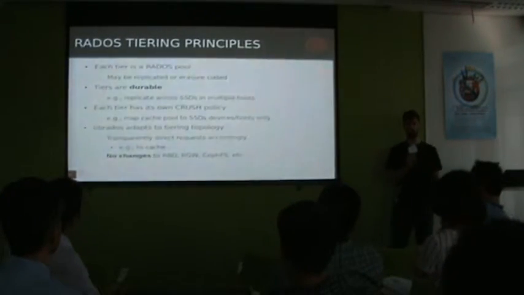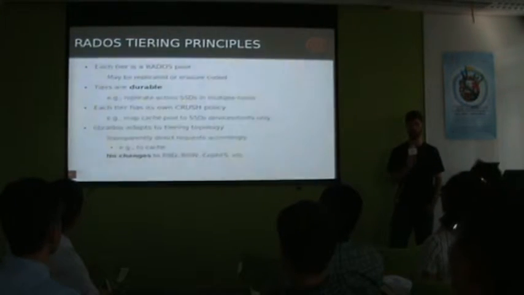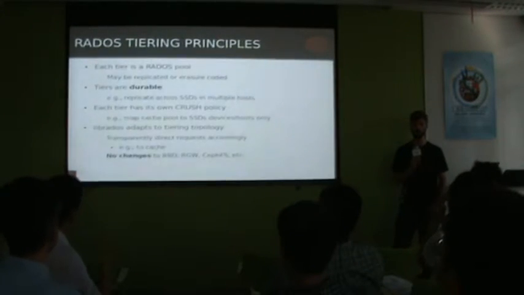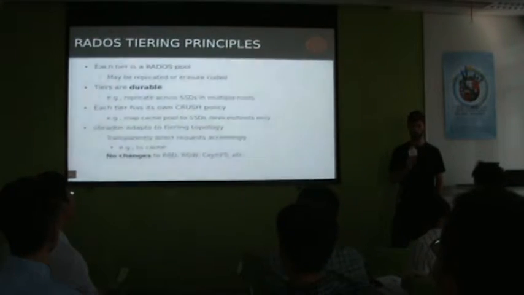So each tier, the cache and the base tier, are separately replicated, and it's important to note that they're both durable. So we can use write-back policies safely in the caching tier, and we can trust that the cache tier won't lose updates. So we can flush later.